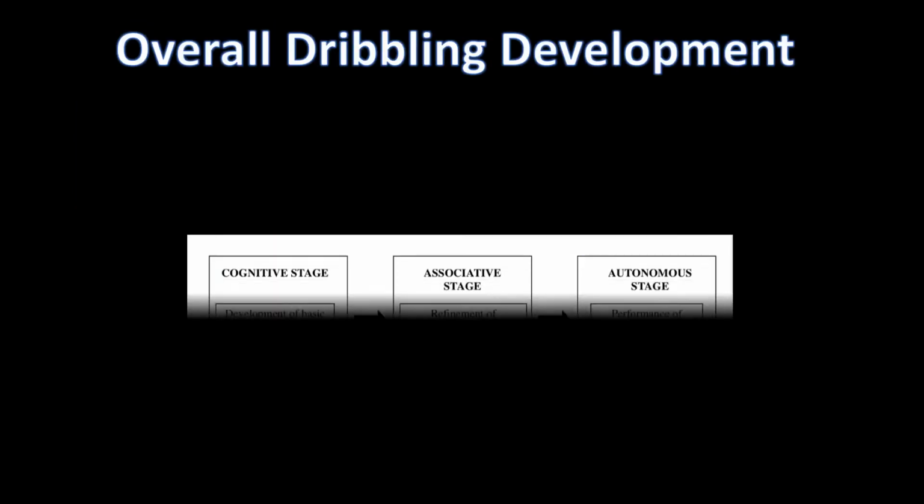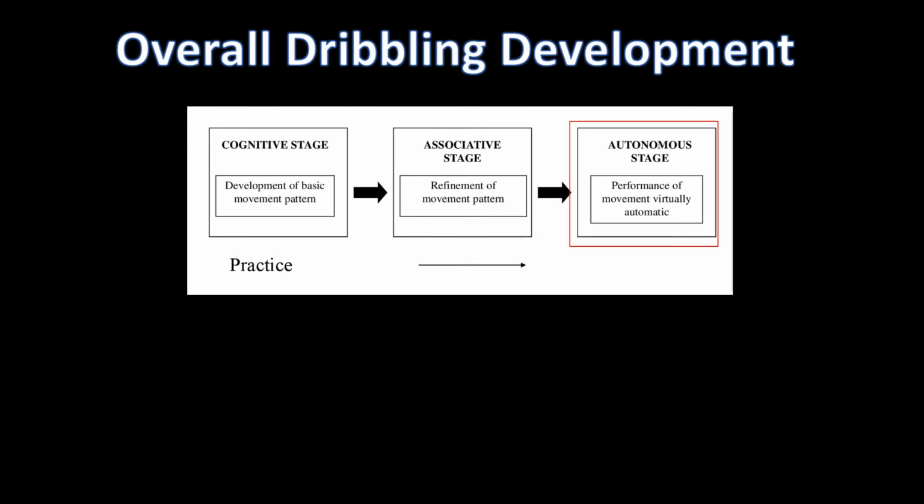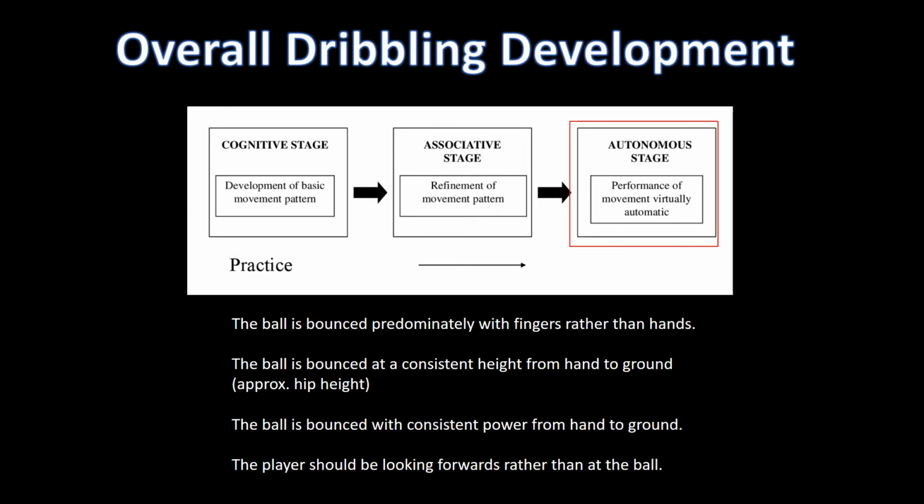After week 2, we analysed Mark's overall dribbling development. We now put him in the autonomous stage of learning. After last week's progress, we now see that he's got all 4 points of proficiency down pat, and thus that makes him an autonomous learner at this point.